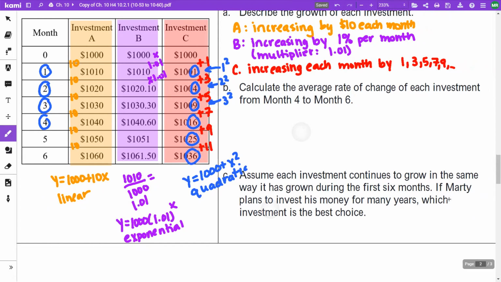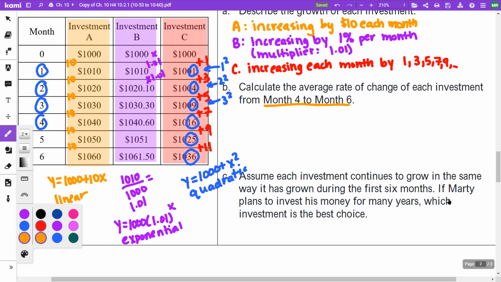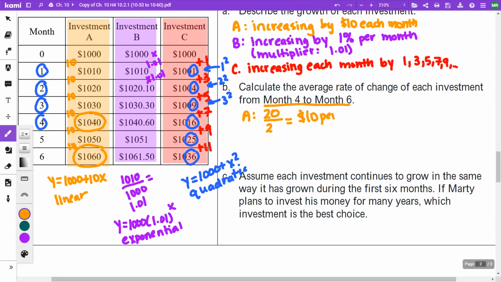Now they want us to calculate the average rate of change, not for each month, but from month 4 to 6. So basically it's slope. These don't all have a slope because they are not all linear, but they want us to compare the change between month 4 and 6. So for A, when I subtract, I have a difference of 20 every 2 months, which is $10 per month.